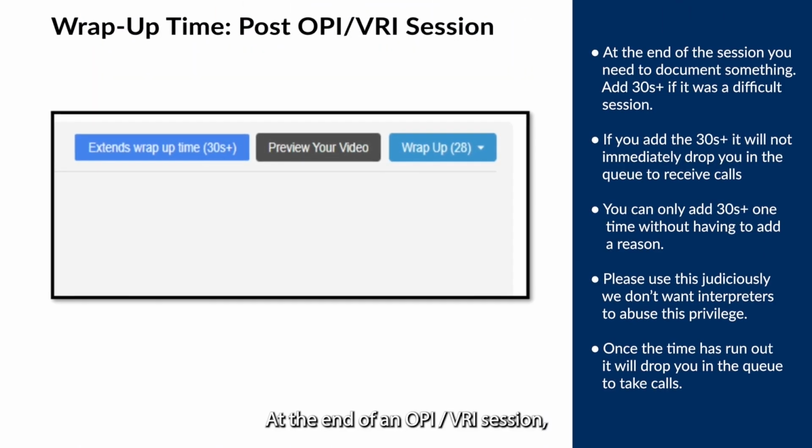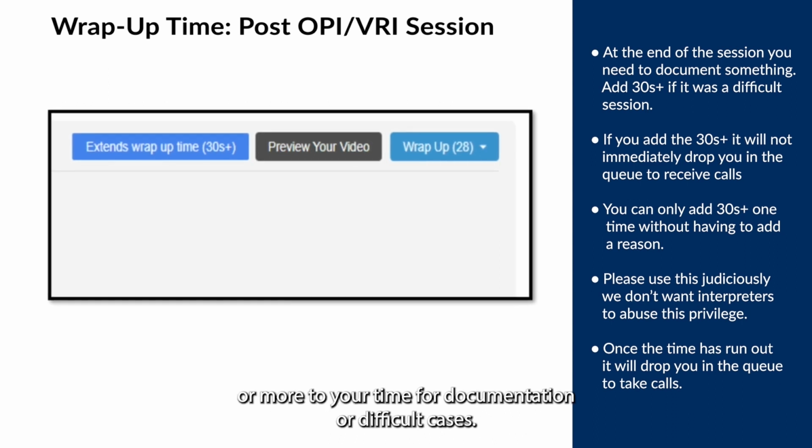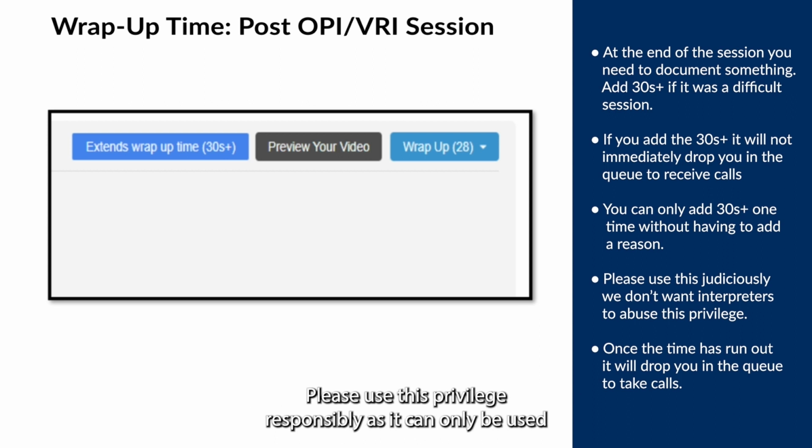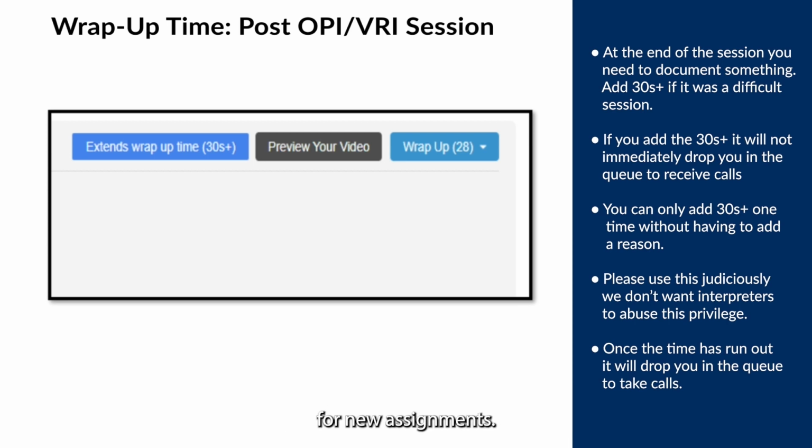At the end of an OPI-VRI session, you have the option to add 30 seconds or more to your time for documentation or difficult cases. This extension does not immediately remove you from the call queue. Please use this privilege responsibly, as it can only be used once without providing a reason. Once the additional time elapses, you will be placed back in the call queue for new assignments.